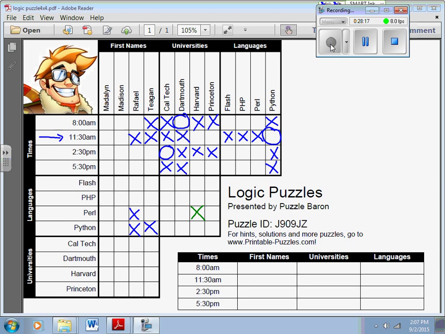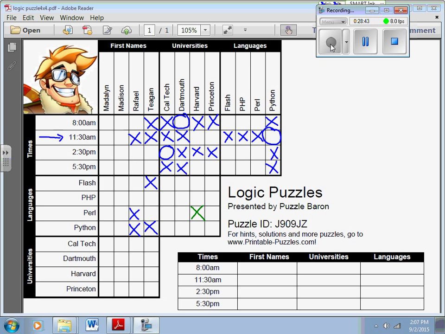All right. Number 7, the Flash programmer is not Tegan. So Tegan is not the Flash programmer. That means Tegan is either the PHP or the Perl. Okay?